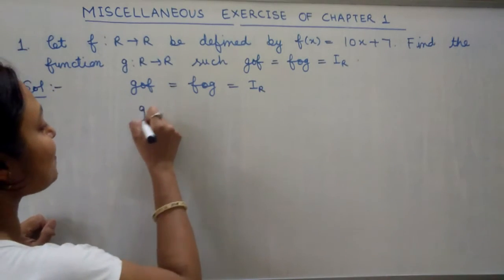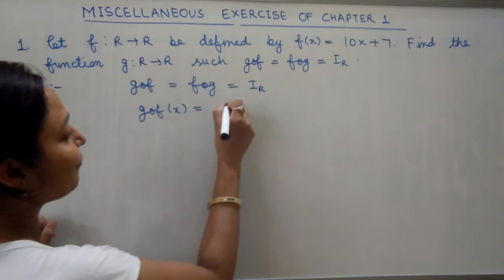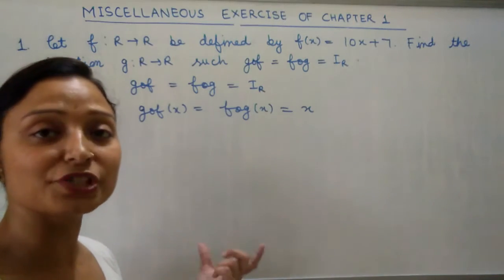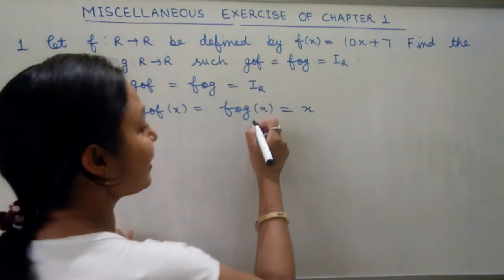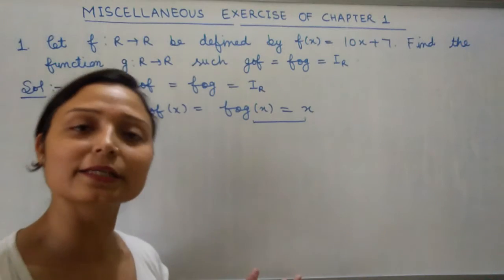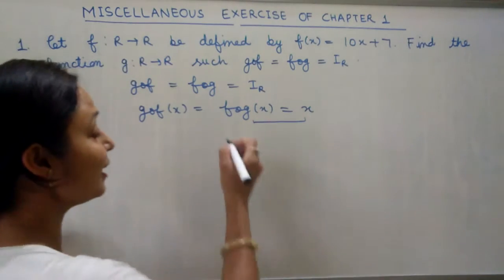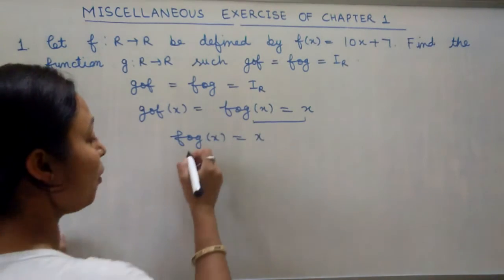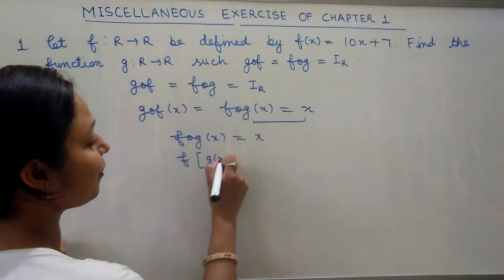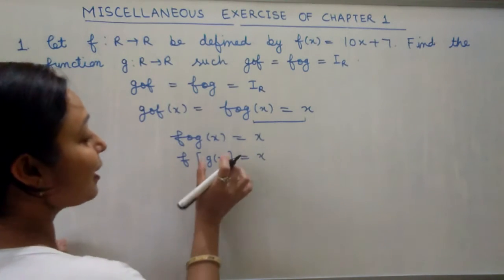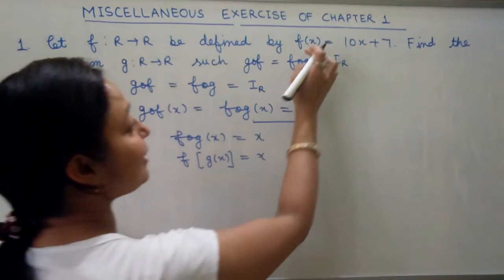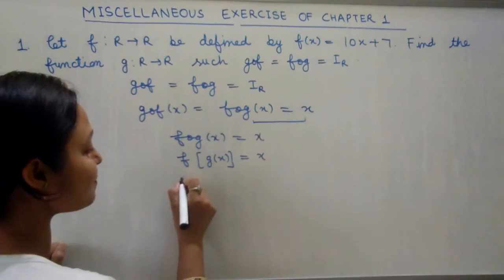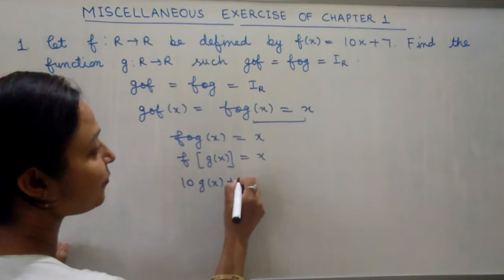So let us suppose I will take the element x, with fog and gof equal to x. For finding the value of g, I will take these two terms. By using these two terms, we can easily find the value of another function, that is g. fog of x is equal to x. It will equal f of g(x), like this. Put the value of g(x) in place of x in the given function. In place of x, we will replace x by g(x), like this.